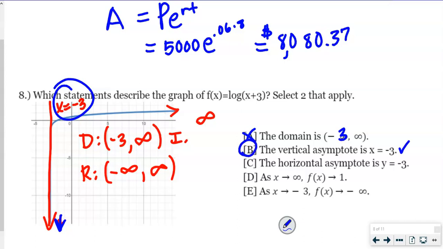The horizontal asymptote, well, there is no horizontal asymptote, is there? No, there is not. So that's not true. And as we head right, the graph is headed towards where, guys? Where's it headed right here? Isn't it headed towards infinity? Indeed. So as we head towards infinity, the graph's headed towards infinity.